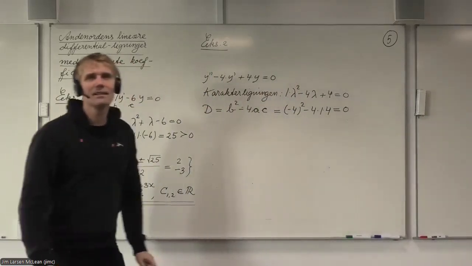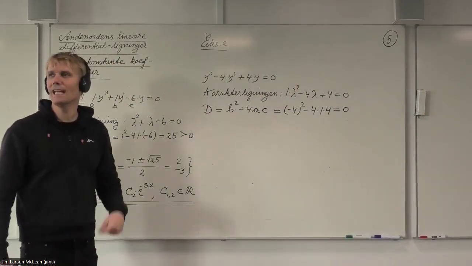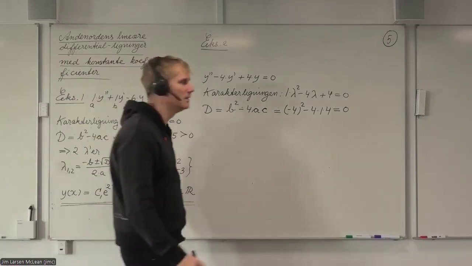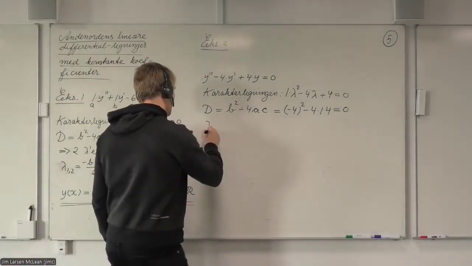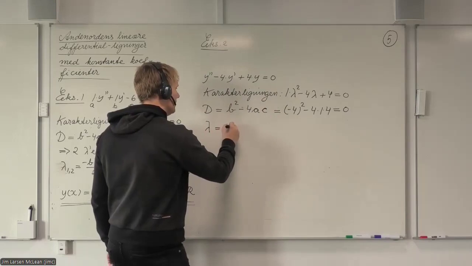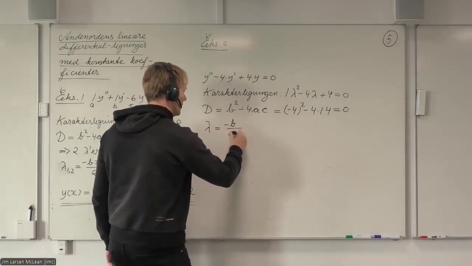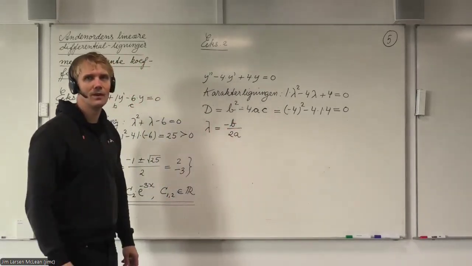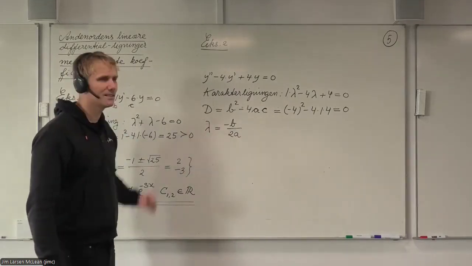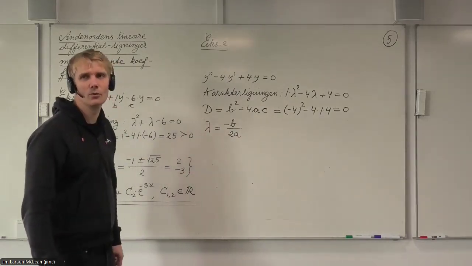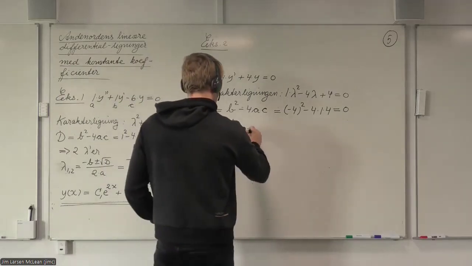So the discriminant is 0, which means I only get one lambda that works. You find that one lambda by saying minus b over 2a. And that is how you solve a quadratic equation when the discriminant is 0: minus b over 2a, and then we substitute the numbers.